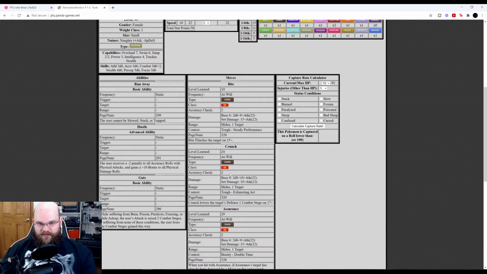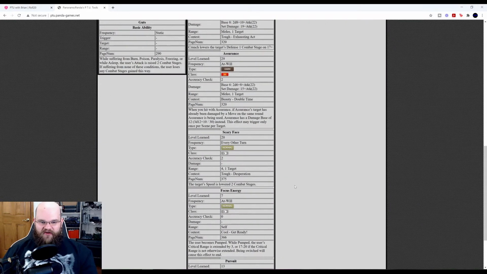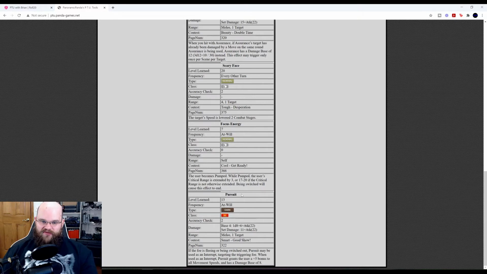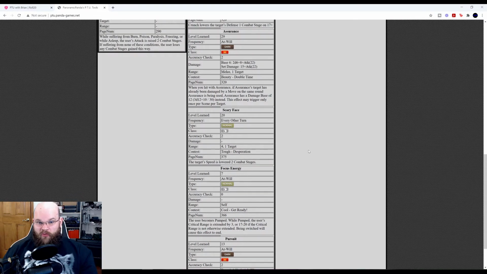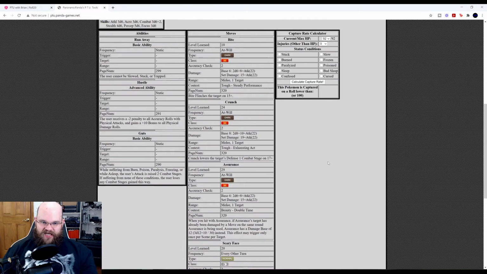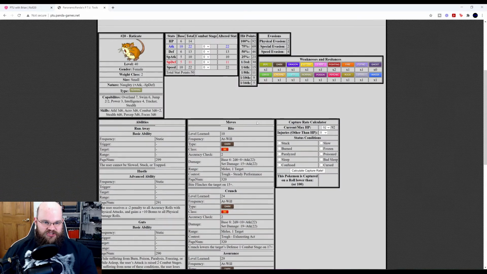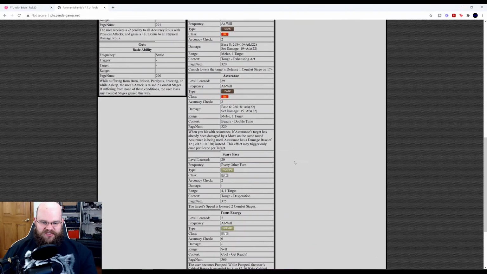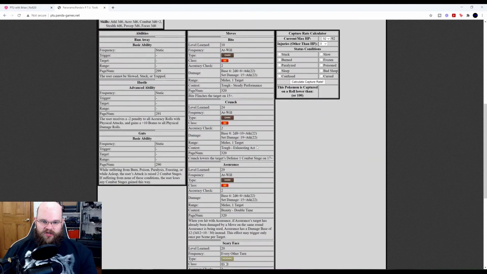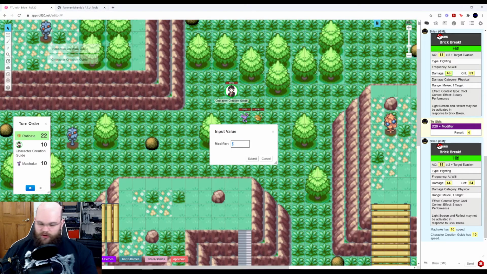If I use its dark type moves, remember that Machoke is resistant to dark type damage, so it's going to take half damage after its defenses. Or if I had normal moves that dealt damage, they would be neutral damage, so it would take more damage from those normal type attacks. But this has generated this particular set of abilities here, so we're going to use Crunch. Crunch has an accuracy check of 2, so let's go ahead and roll our d20 for its attack.